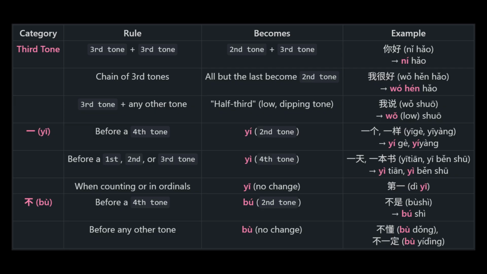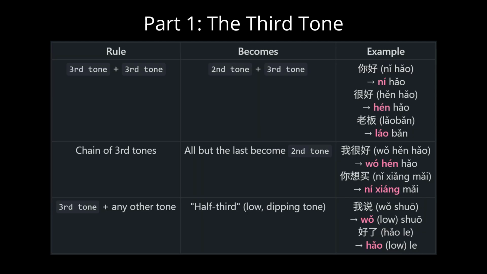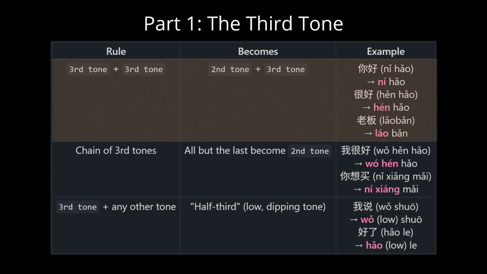Let's dive in. The third tone changes its pronunciation depending on the tone that follows it. When you have two third tones back to back, the first one changes into a second or rising tone. Think of the most famous word in Mandarin, ni hao. We don't say ni hao with two full dips. It sounds clunky. Instead, it flows into ni hao. The first syllable rises. Same with hen hao and lao ban.